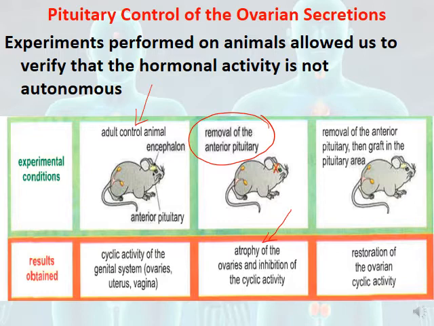In the third experiment, we have removal of the anterior pituitary, then grafting it in the pituitary area. The grafting leads to restoration of the ovarian cyclic activity, meaning that it is re-established. So here we can conclude that the anterior pituitary gland controls the development of the cyclic activity of the ovaries. This control is ensured by blood through the release of hormones secreted by this gland.